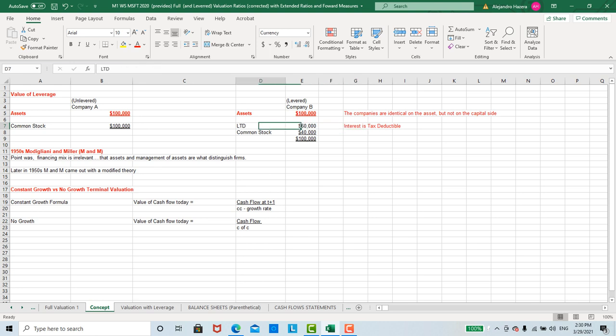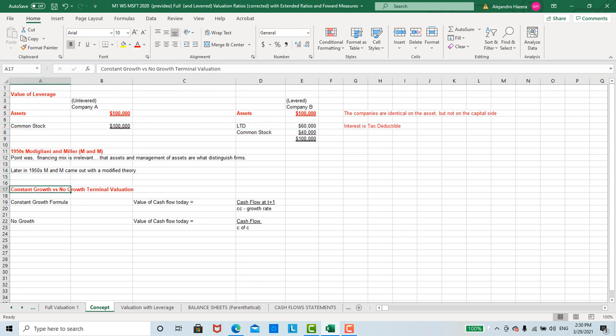To repeat, the first concept is, according to Modigliani and Miller, if two firms have identical assets and managers, their value should be the same. That was the original theory, except they modified it to consider that interest is tax deductible, so holding long-term debt has some value, and that's the theory we'll be working on.